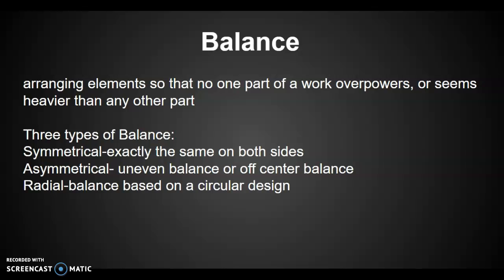Asymmetrical is they are different but still balanced. So maybe you have, you know, one tree on one side and then lots of little trees on the other side. And so they still carry the same amount of visual weight. But I'd say asymmetrical balance is a little more difficult to show. And then radial balance, something you think of like a sun that radiates out from the center.